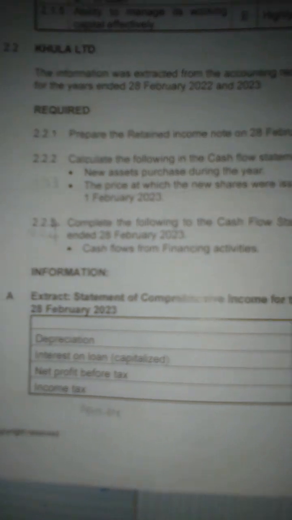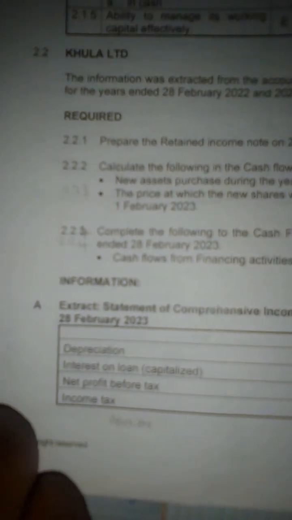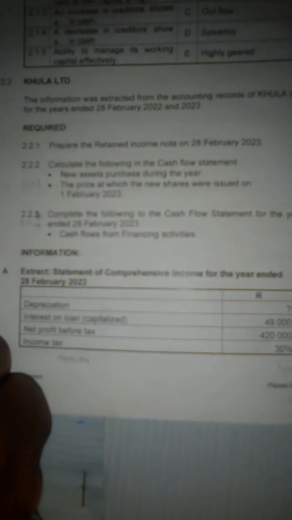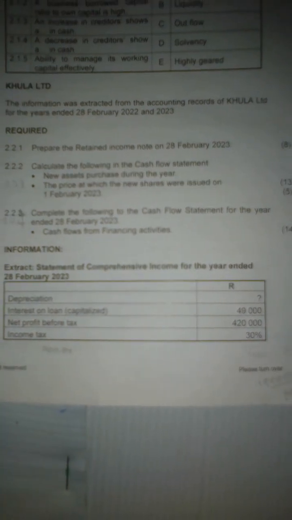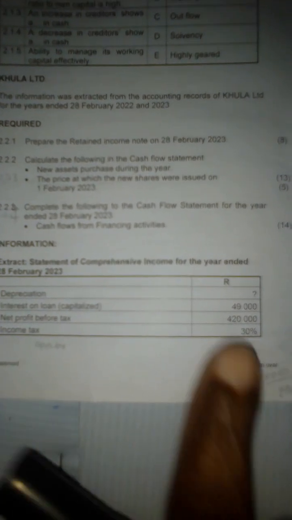In this video, we are looking at question number 2, the cash flow statement. But I've actually moved to question 2.2, Kula Limited. The information was extracted from the accounting records of Kula Limited for the year ended 28 February 2022 and 2023. Prepare the retained income note on 28 February 2023. Okay, let's start by doing that and then we'll move on.